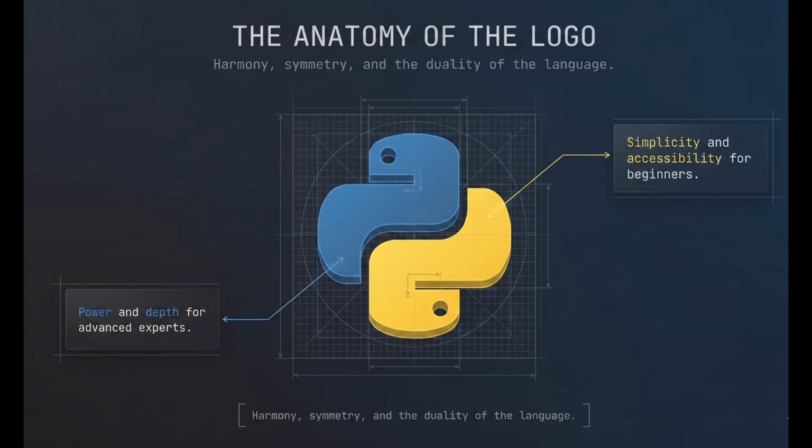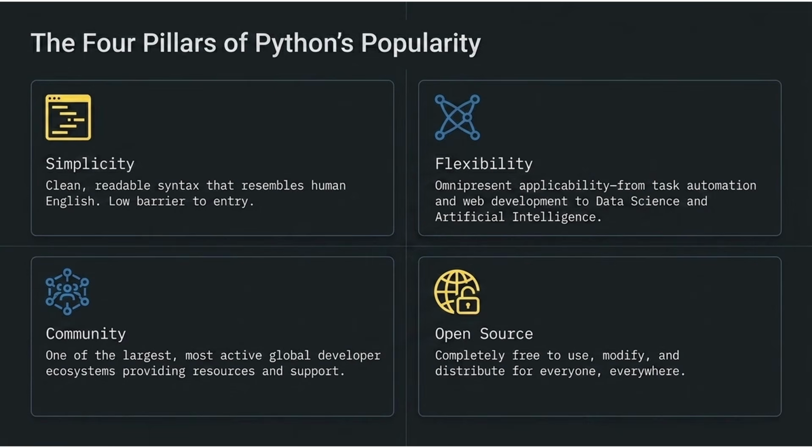On one hand, you have this incredible simplicity that makes it so welcoming for beginners. But on the other hand, you have immense, heavy lifting power for advanced users. It is, quite simply, perfectly balanced. So what is the secret sauce? Why has Python completely dominated the tech landscape? Well, it really comes down to four main pillars.